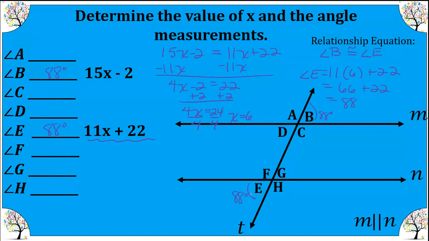What else is congruent? E and G are vertical. I could have said B and G are corresponding. We have angle D that's alternate interior to G. So G and D are 88.